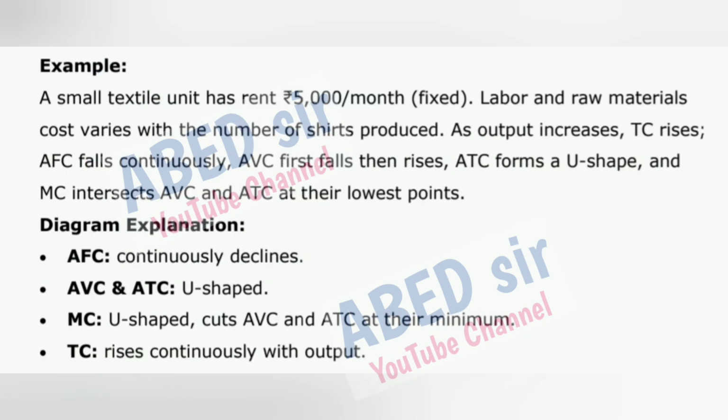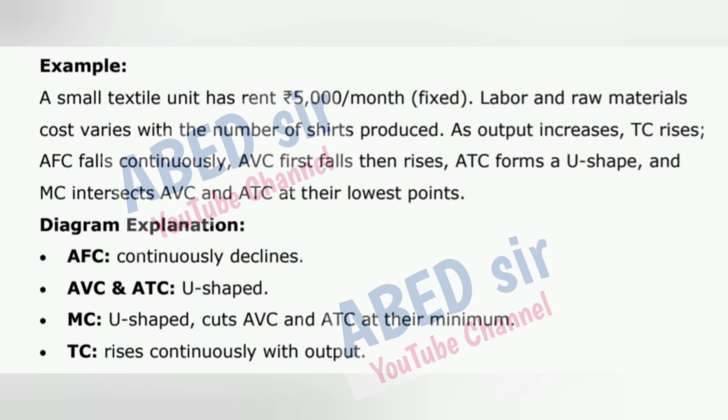Example: a small textile unit has rent of 5,000 rupees per month, which is fixed. Labor and raw materials cost varies with the number of shirts produced. As output increases, TC rises, AFC falls continuously, AVC first falls then rises, ATC forms a U-shape, and MC intersects AVC and ATC at their lowest points.